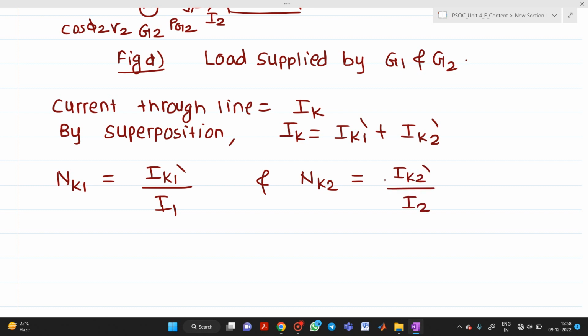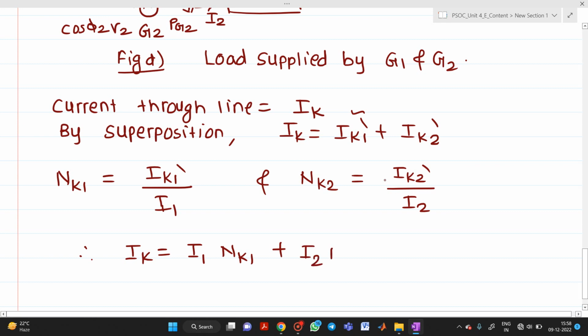So from this expression, I can write IK will be equal to IK1 dash, which will be I1 into nk1, plus IK2 dash, which will be equal to I2 into nk2. Treat this as equation number 1.